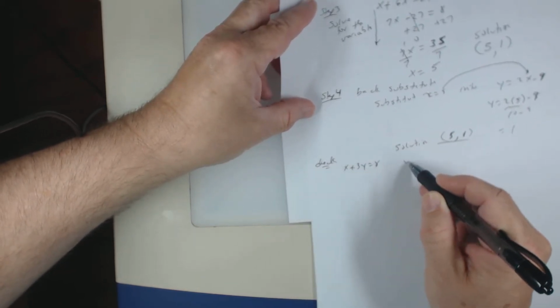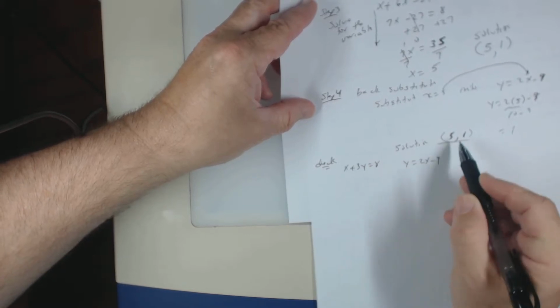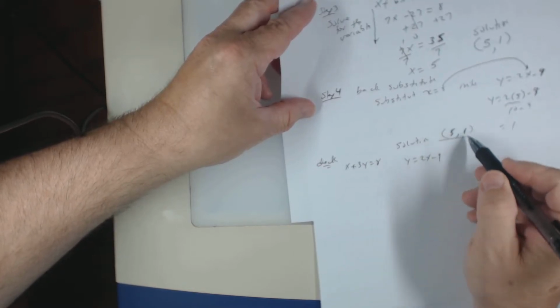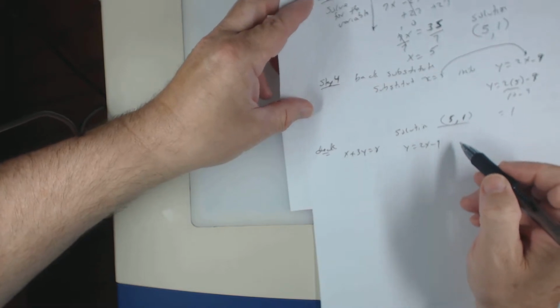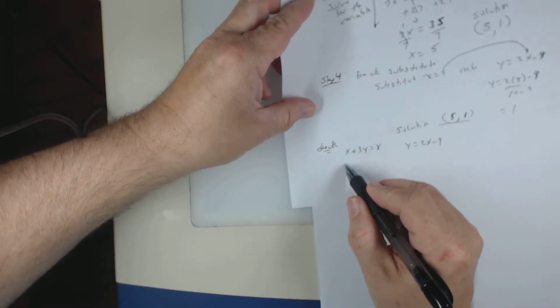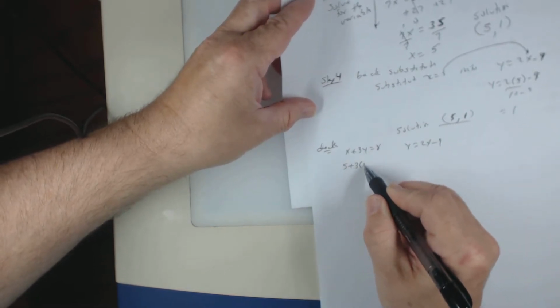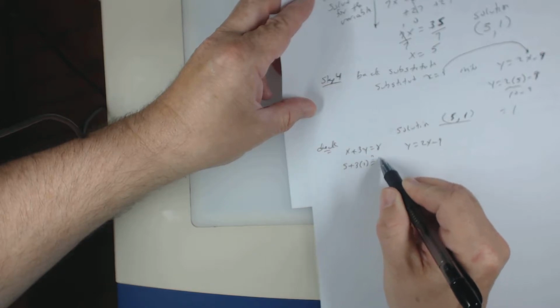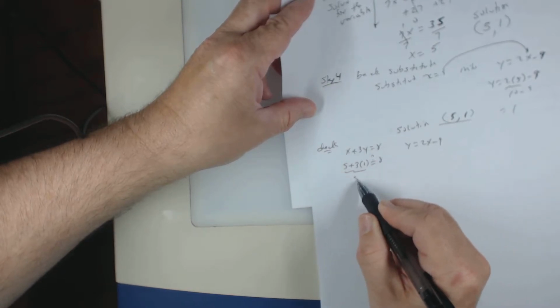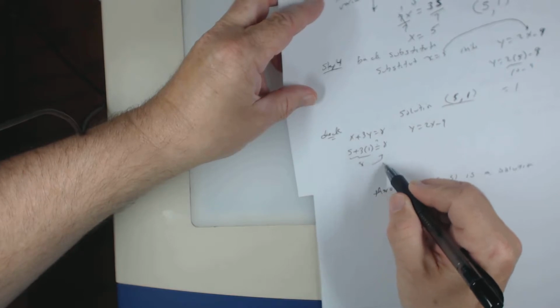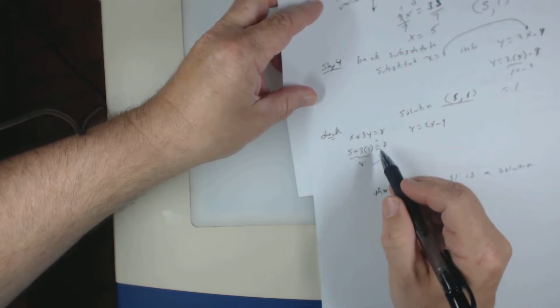And the other equation is this. In place of x, what do I plug in? In place of y, what do I plug in? All right, so here we go. What's x? Plus 3 times y, what's y? And the question is, is that equal to 8? Yes, that is 8. That's true, because 5 plus 3 is 8.